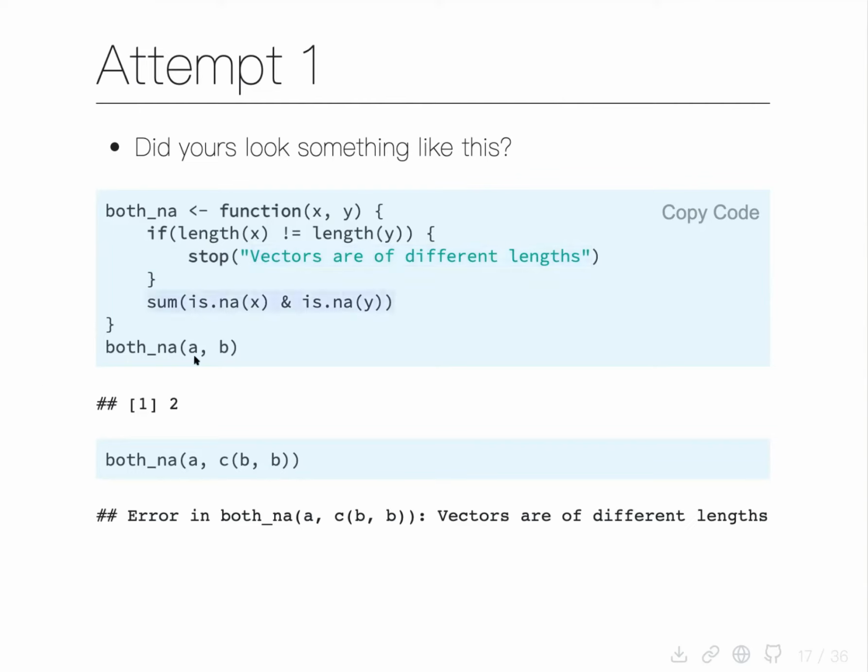So if we say both NA, A and B, we get 2. If we say both NA, A and BB, then we get error in the call. Vectors are of different lengths. Okay, did you do something like that?